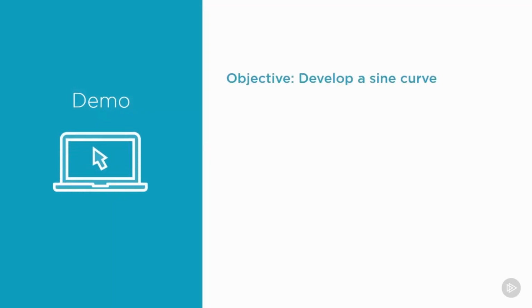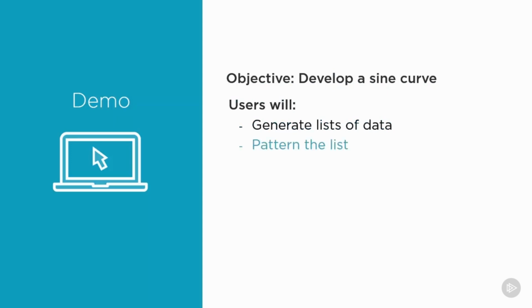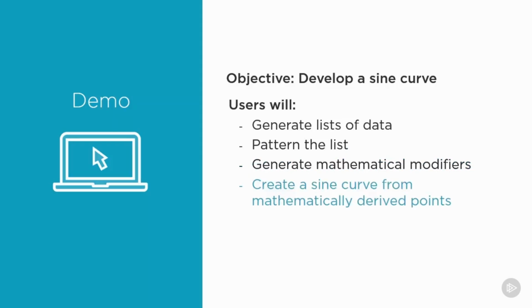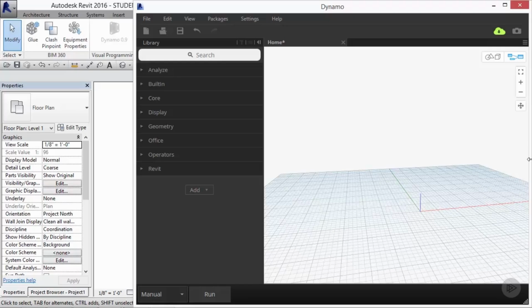This demonstration video is designed for users to develop a sine curve. Some topics specifically covered would be lists of data, how to patternize a list of data, how to generate mathematical modifiers, and then finally, creating a sine curve from mathematically derived points. Step 1 is to generate a sequence of numbers from 0 to 360. We'll use a separate mathematical system in order to create a mask that will separate our even and odd numbers.